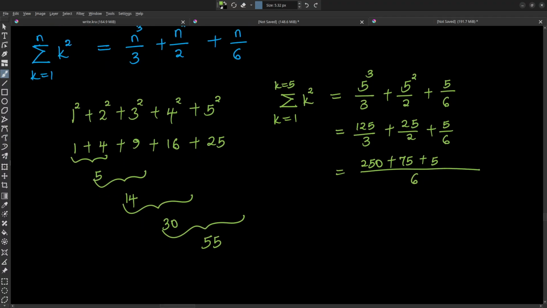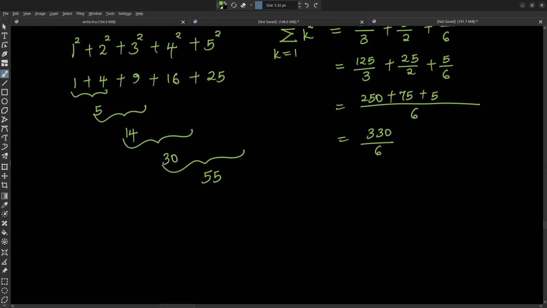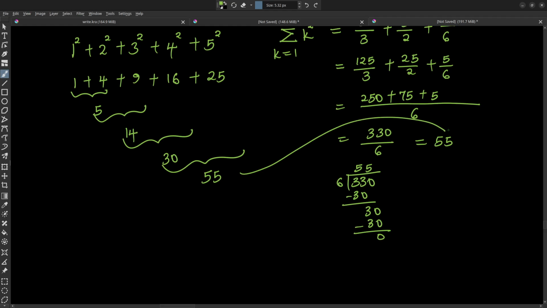Okay, so what do we have here? 75 plus 5, that's 80. 80 plus 250, that is the same as 330. And then over 6. So now we have to do 330 divided by 6. I'll just do it manually. So 330 divided by 6, this is going to be 5 because of 30, then 30 again, so 5 because of 30. And there we go. So we get 55. Now, see, the two are identical. So this means that our formula is indeed correct.